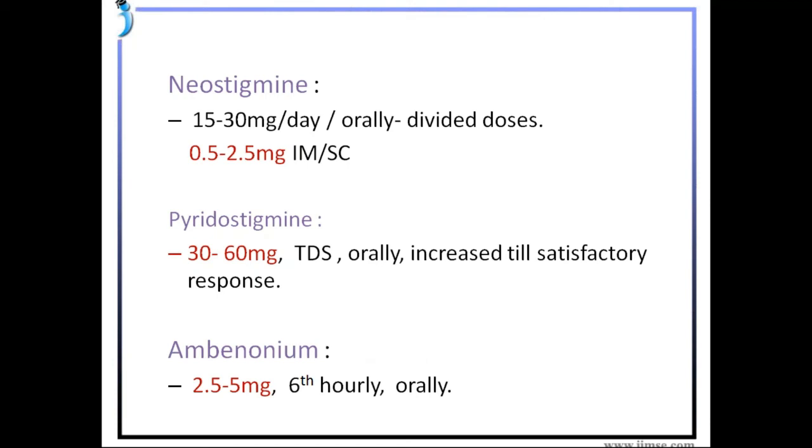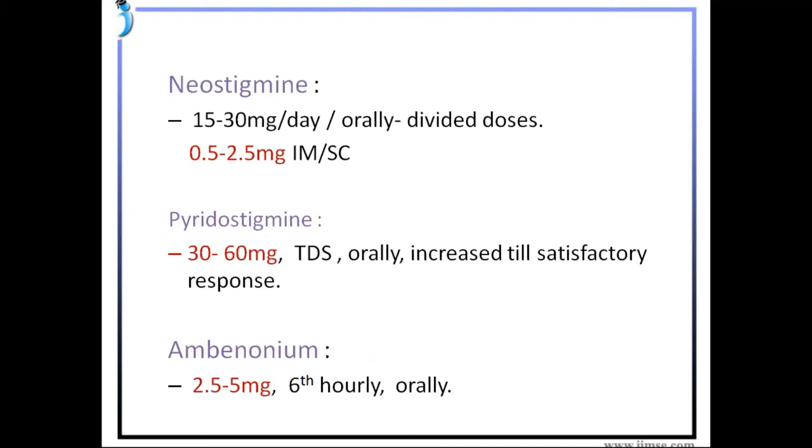Now, when we are considering reversible anticholinesterase agents for the management of myasthenia gravis, one important thing to be considered is the titration of doses. After prolonged treatment or over treatment with anticholinesterase agents, the patient's condition may swing between the myasthenic crisis and the cholinergic crisis. Whenever there is an under treatment, there is a myasthenic crisis. Whenever there is an over treatment by higher doses, we see the cholinergic crisis.